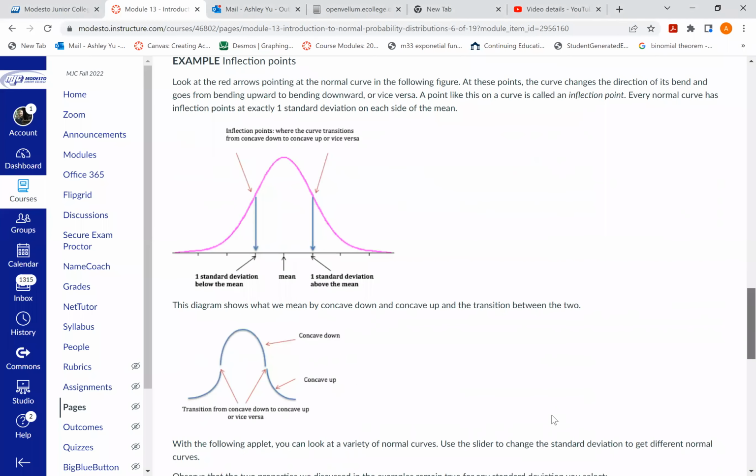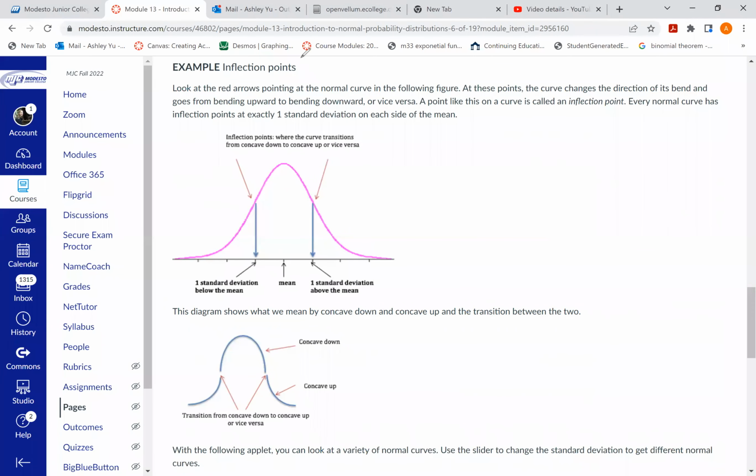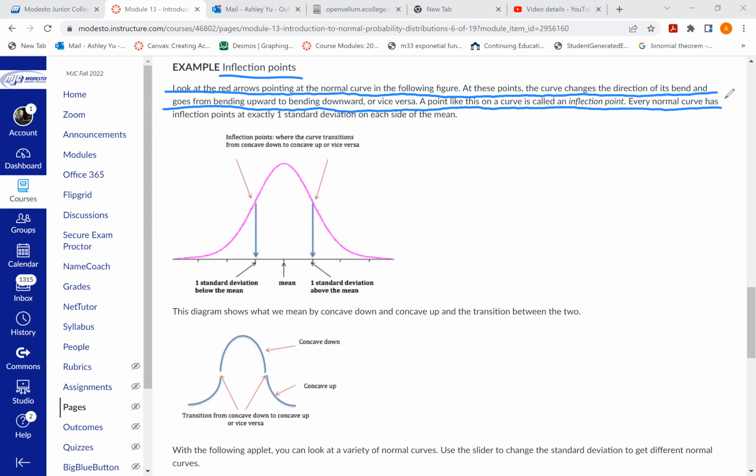All right, now we'll talk about inflection points. Look at the red arrows pointing at the normal curve in the following figure. At these points, the curve changes the direction of its bend and goes from bending upward to bending downward, or vice versa. A point like this on a curve is called an inflection point. Every normal curve has inflection points at exactly 1 standard deviation on each side of the mean.